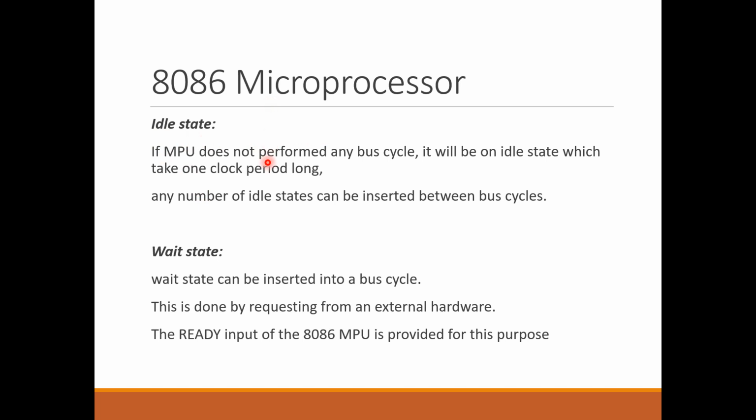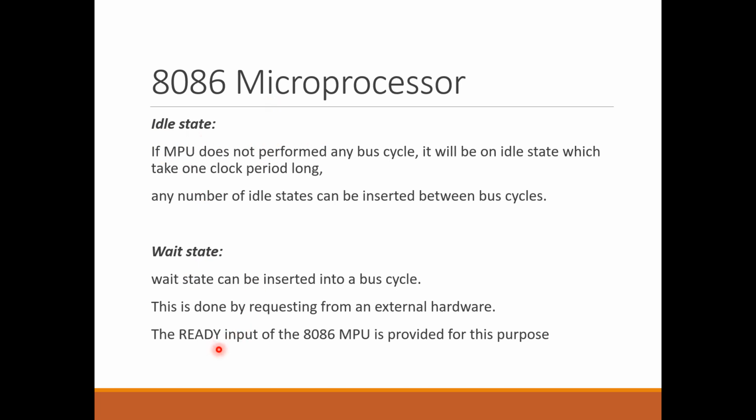And we also have the wait state. These wait states can be inserted inside a bus cycle, not between two bus cycles. And this is being done by the external devices. When they are not ready, the microprocessor must wait for them. So this time, when the microprocessor is waiting for the external devices to be ready, is called a wait state or a waiting state.